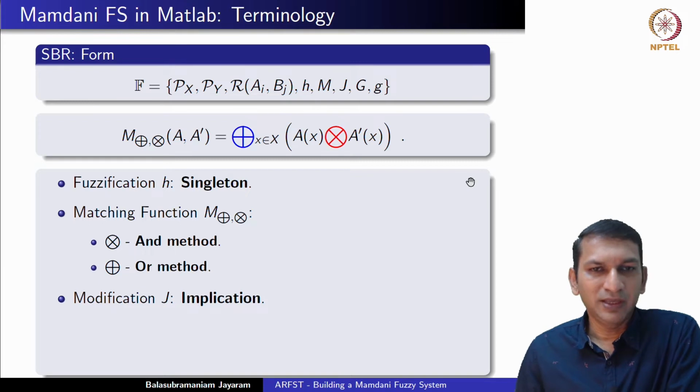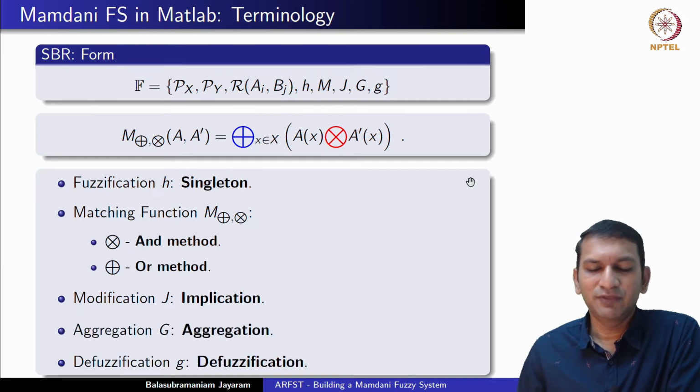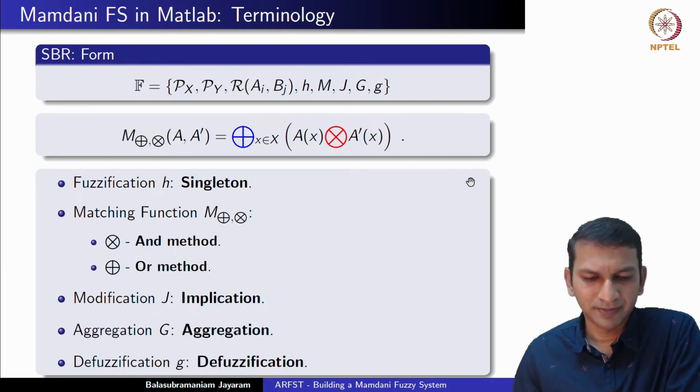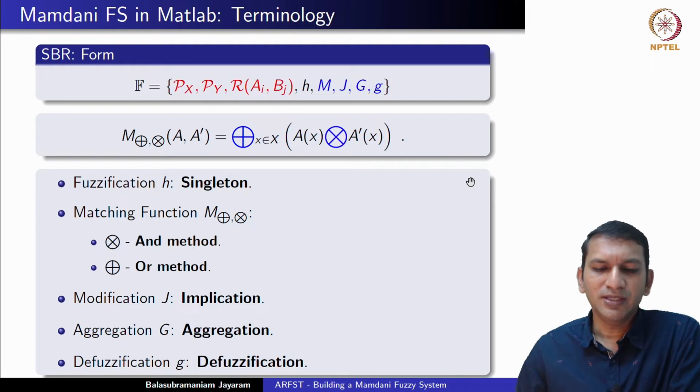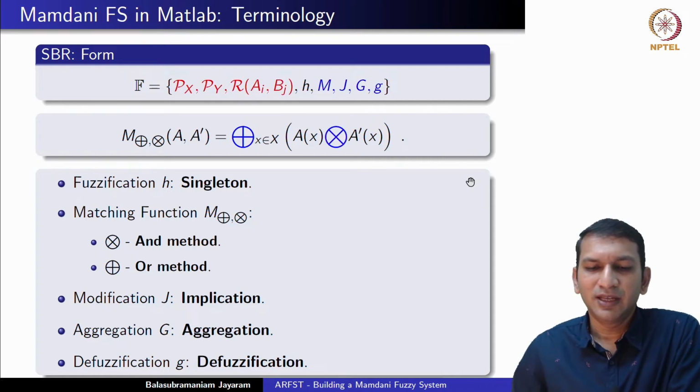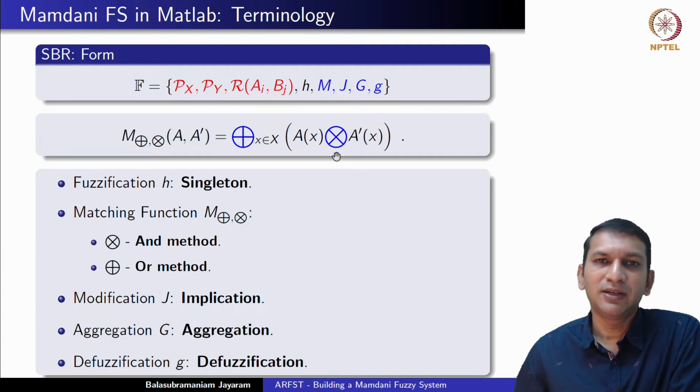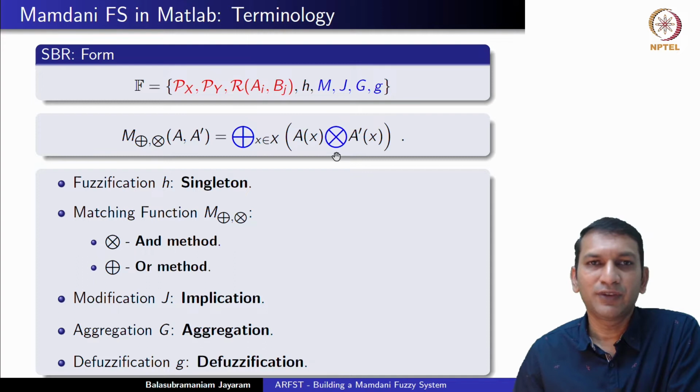Modification function is called the implication. Aggregation and defuzzification are known by the same terms. Now, what is important for us to realize is there are these many degrees of freedom. Let's for the moment go with the default fuzzification that is available for us, the singleton one, which means the rest of these 7 degrees of freedom will have to be fixed. Now, even though it appears like 7, we have to be very careful here, because in the matching function we again have 2 degrees of freedom.